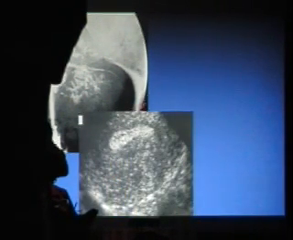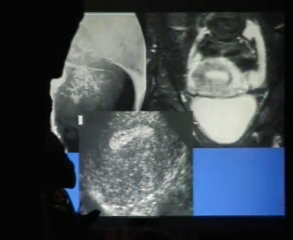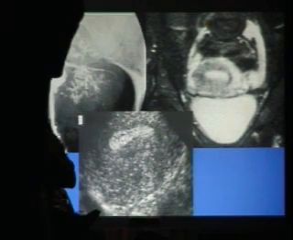This is what it looks like on ultrasound, where we see this diffuse hyperechoic thickening of the wall of the myometrium here. And this is what it looks like on MRI. This is a cropped coronal view. You can see bladder here. This is uterus here. And this is the junctional zone, just a tiny bit of it that's normal.